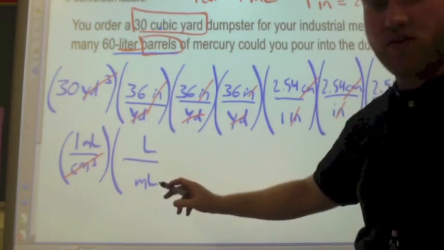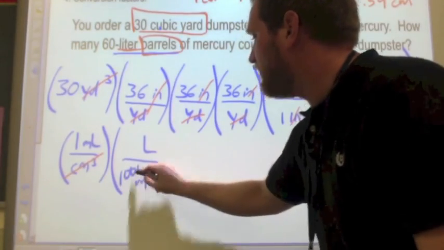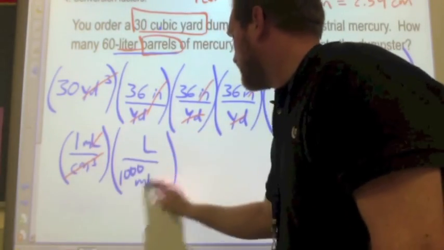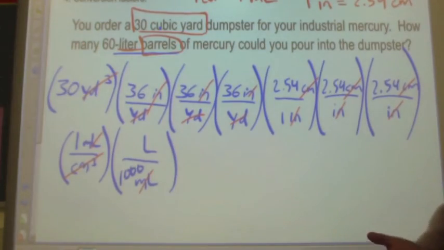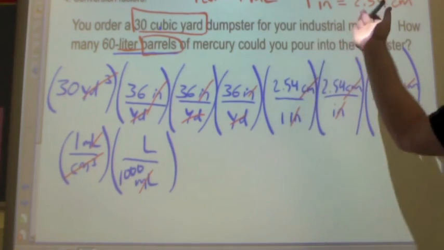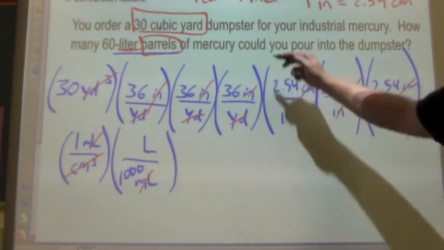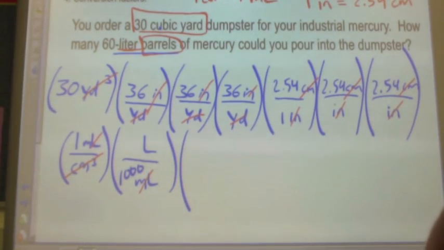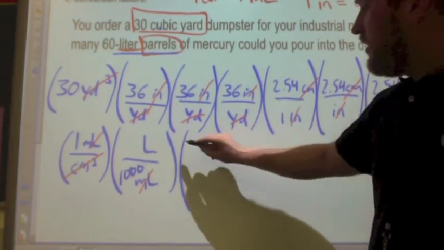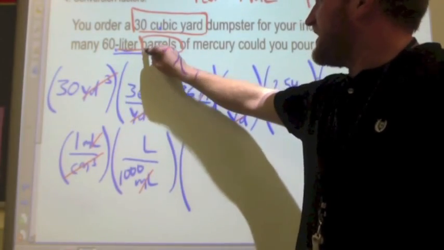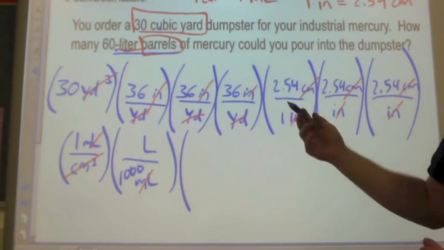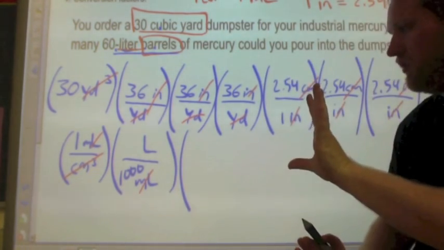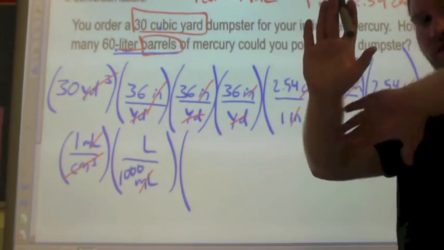Let's make sure the number works. It's 1,000 milliliters in 1 liter. Cancel, cancel. Now I have liters. The question doesn't say how many liters of mercury. It says how many 60-liter barrels. So we can make up a new conversion factor, which says 60 liters equals 1 barrel. Because that's true, it's a 60-liter barrel. So you could say 60 liters over 1 barrel, or 1 barrel over 60 liters.